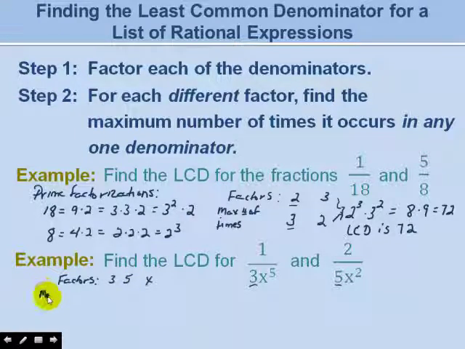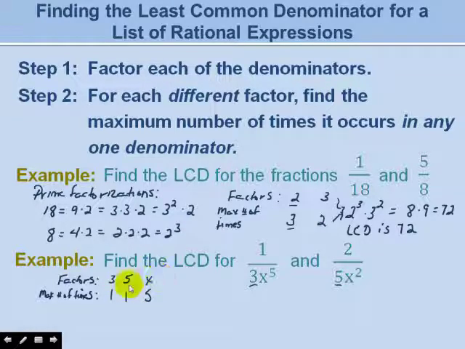We want the maximum number of times for each one. For the 3, we only see it once in this one rational expression. The same with the 5, it only occurs once. And the x, what we're looking for here is an exponent. The highest exponent we have here is the 5. So the maximum number of times that one occurs is 5 times.